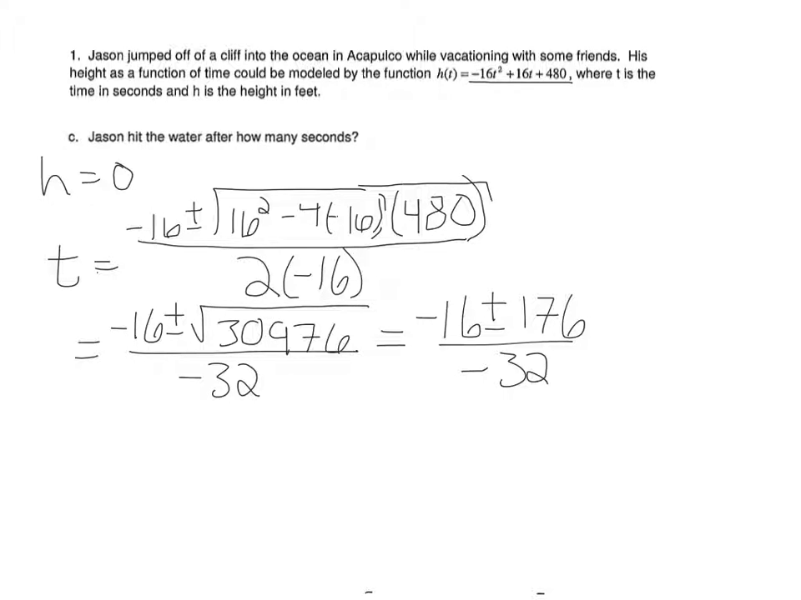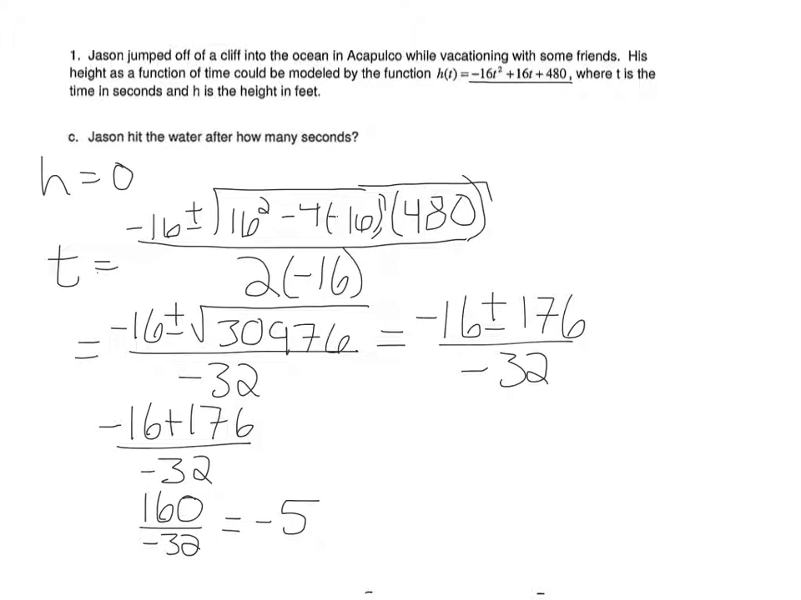Now, what I actually need to do here is split these apart because I have those whole numbers. I want to look at 2 separate problems here. So what I have is negative 16 plus 176 divided by negative 32. Negative 16 plus 176 is going to give me 160. So this is going to be 160 divided by negative 32, which is going to equal a negative 5. We're going to talk about whether that's a possible answer for us in just a second.